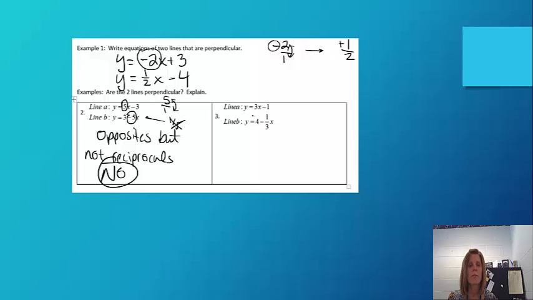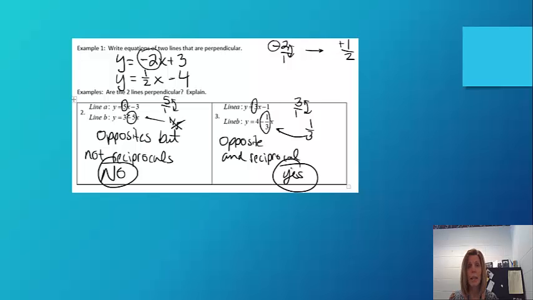All right, so the next one we have line A, y equals 3x minus 1, and line B, y equals 4 minus 1/3 x. Again, I'm going to circle my slopes. I tried to write them backwards a little bit just so you get into the habit of it's just the number in front of the x. And now I'm going to look, are they opposite reciprocals? Number 1, yes, they are opposites, so that's good. And then are they reciprocals? If this one was 3/1, if I flip it, it will become 1/3. And yes, it is. So they are opposite and reciprocal. So I would say a big yes on that one.